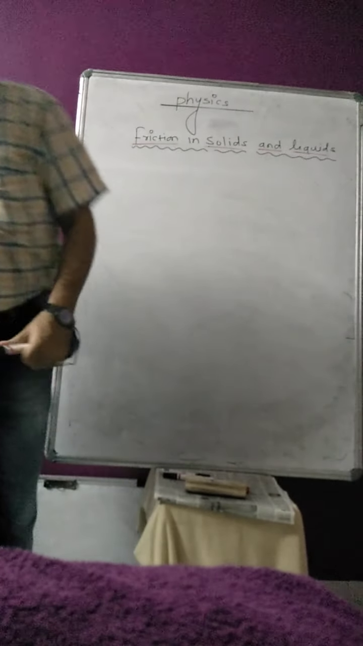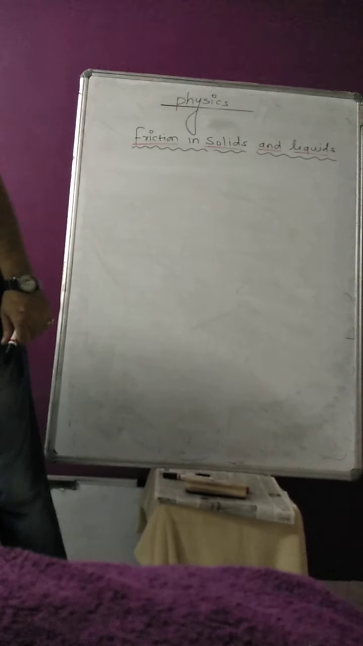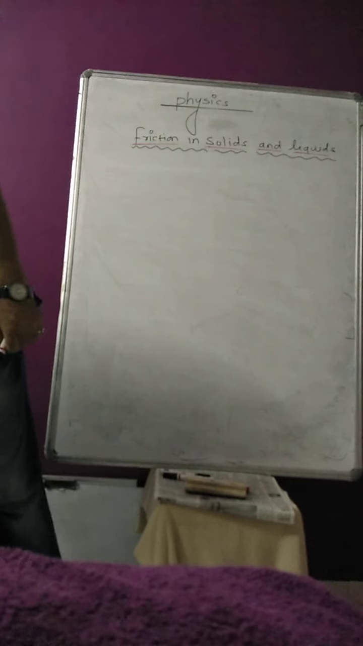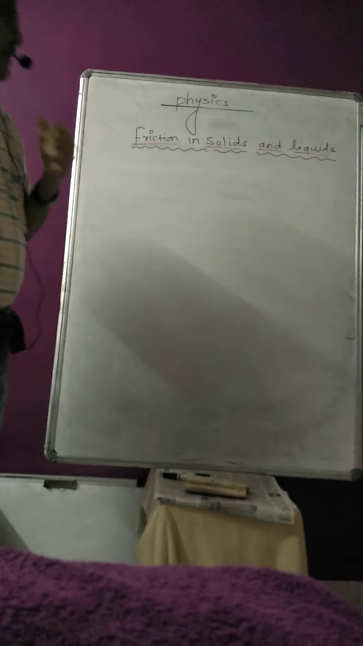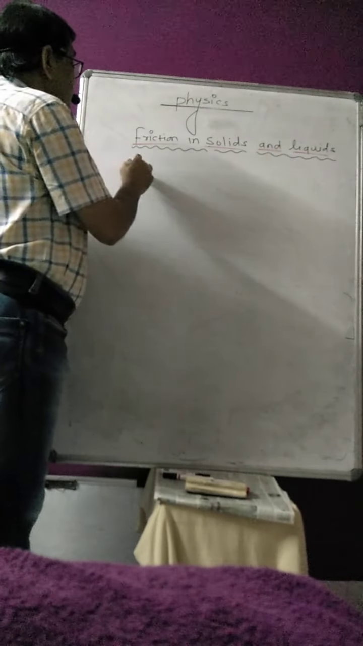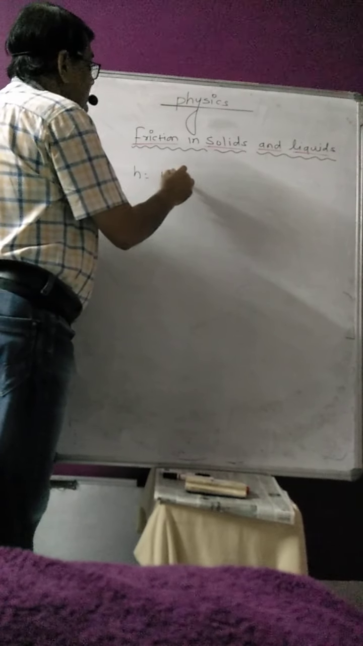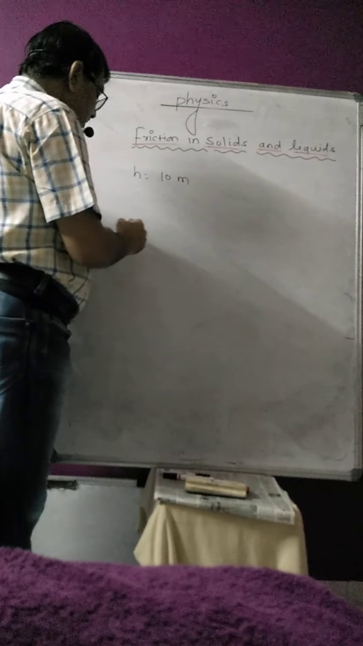So please take the sum now. I will give the sum to you. First sum will be like this, please write it down. What is the pressure on a swimmer 10 meter below the surface of a lake? The height is 10 meter below the lake.